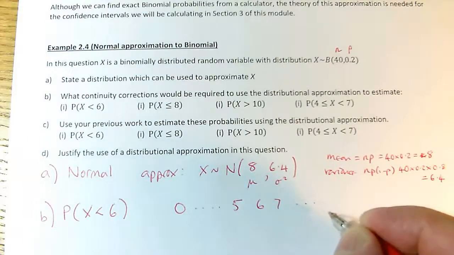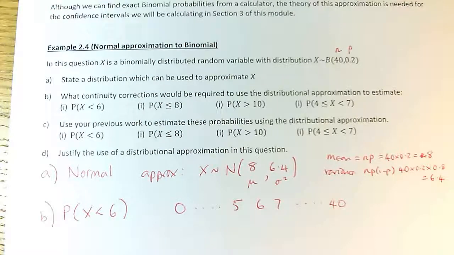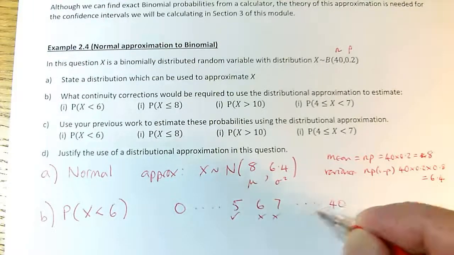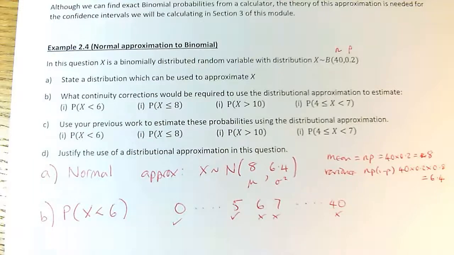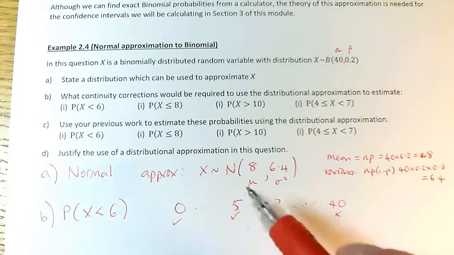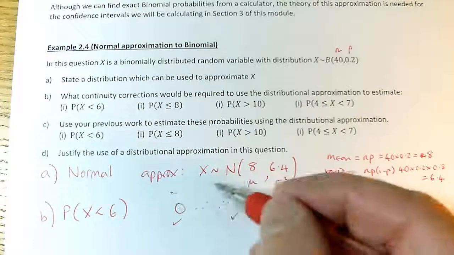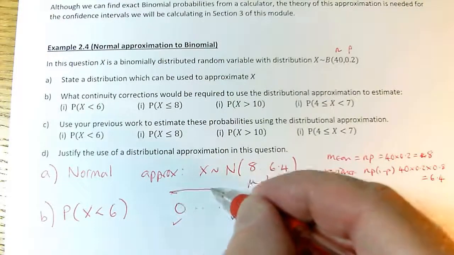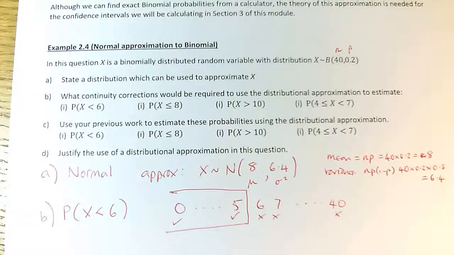It could be anything up to the maximum, which for this is 40. Okay, so ticks and crosses. It's got to be less than 6, so it could be 5, it can't be 6 or 7 or 40. It can be 0. So if we're doing the binomial, we would do the big box and the little box. Well, actually here, we only need a big box. Those are the probabilities we want.